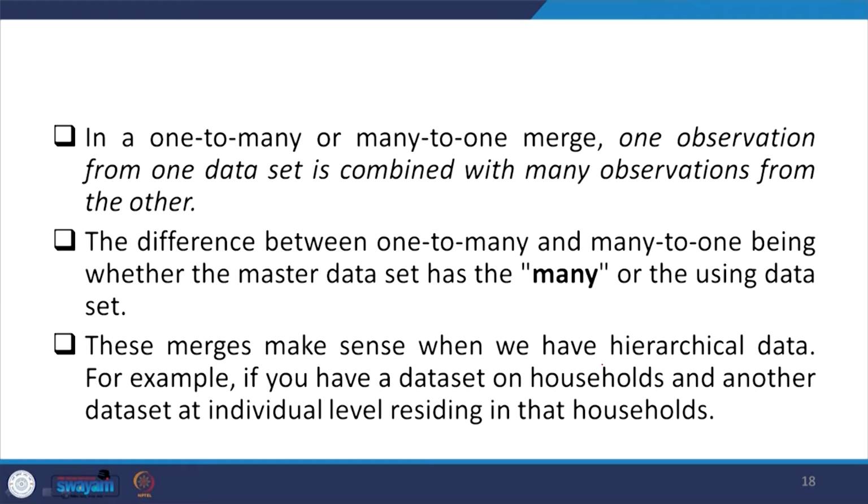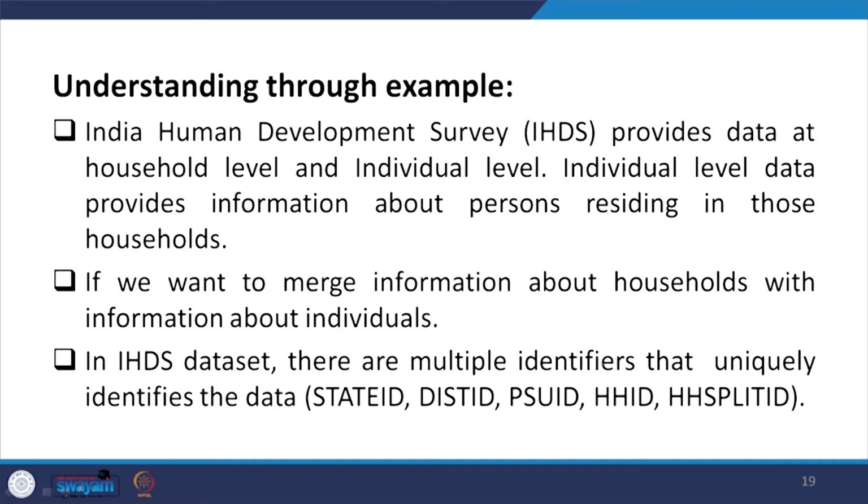In a one to many or many to one merge, one observation from one data set is combined with many observations from another. The difference between one to many and many to one is whether the master data set has the many or the using data set. These merges make sense when we have hierarchical data, like individual or household. For example, if you have a data set on households and another data set at individual level residing in those households, then it really makes sense.